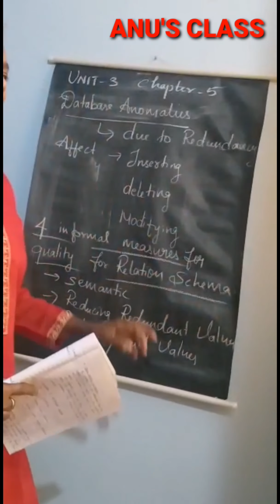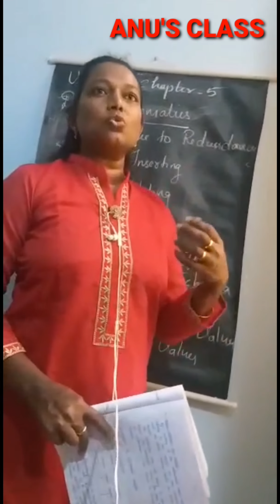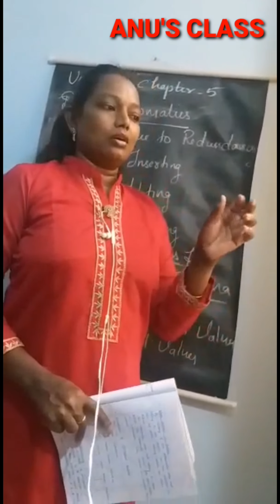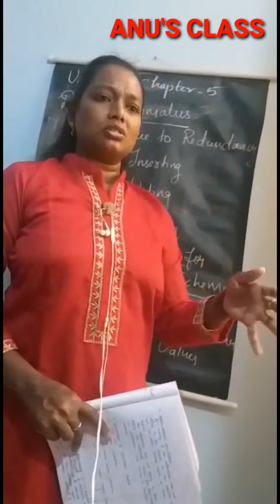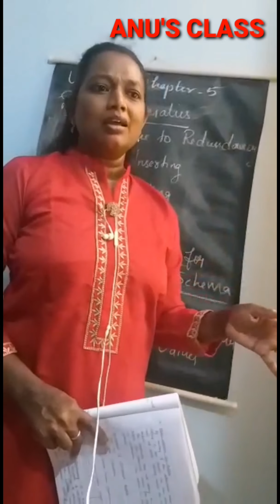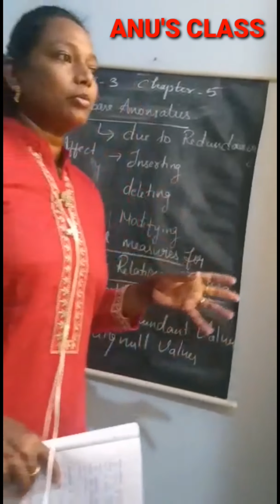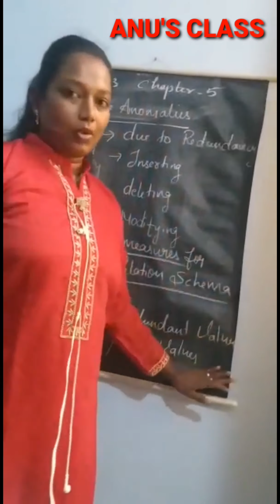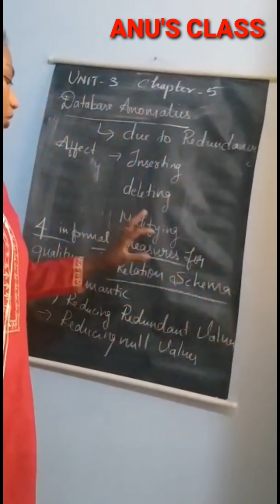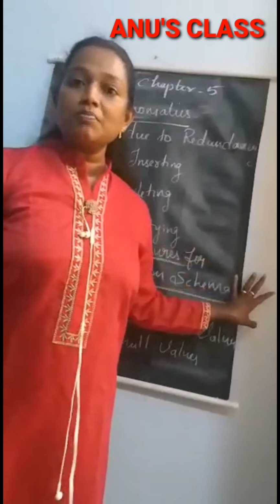Next one, reducing null values. If there are too many unwanted null values. When you are applying for an application, if there are too many columns which show they are not mandatory, then those places will be blank in the application, as most people will not fill them. Those kinds of attributes we should not select. That we call reducing null values. So these are the few measures to have quality for the relation schema.